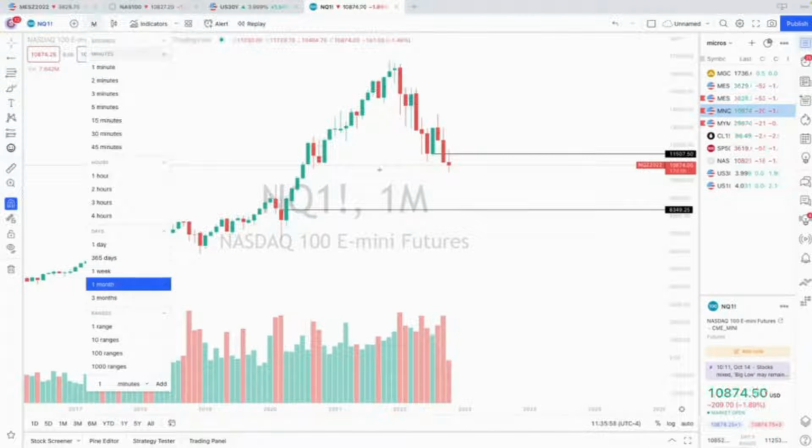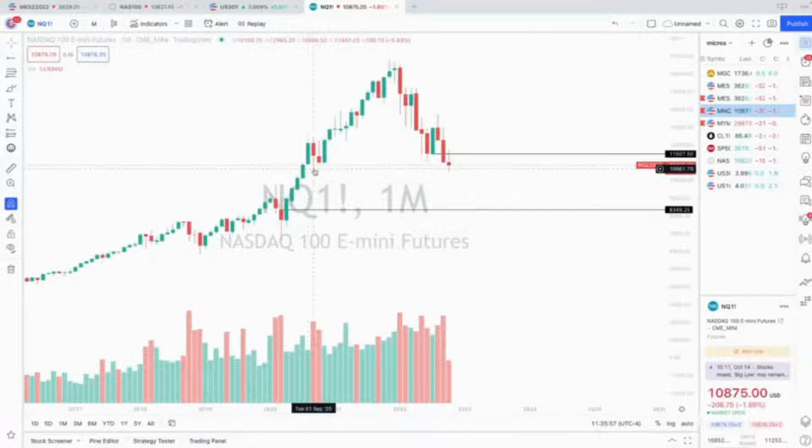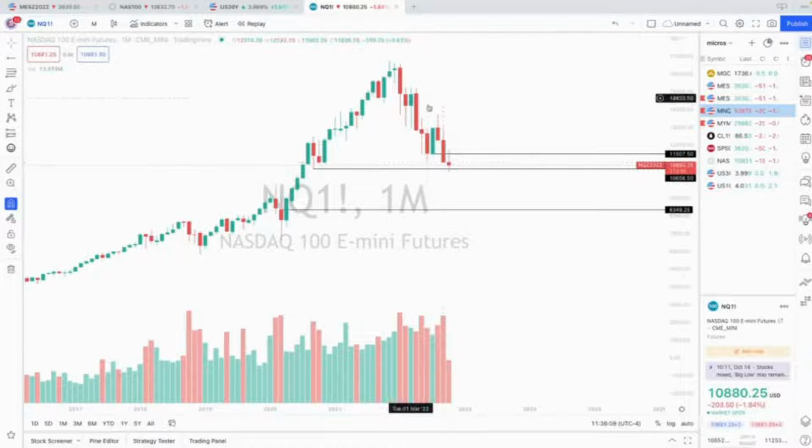And I will reference as well, we've taken out sell side liquidity right here. So this was a big level that we were aiming for, and we have taken it. Now we're trying to determine, are we going to go back up here? Are we going to rally and start taking out some of these highs? Or are we going to continue down to this monthly range? And I believe we're going to continue down to this range, and I'll walk through that now.